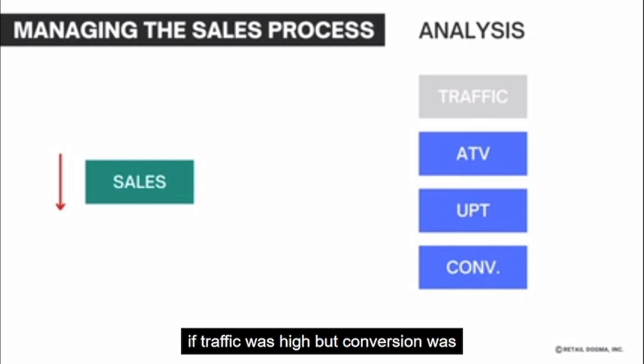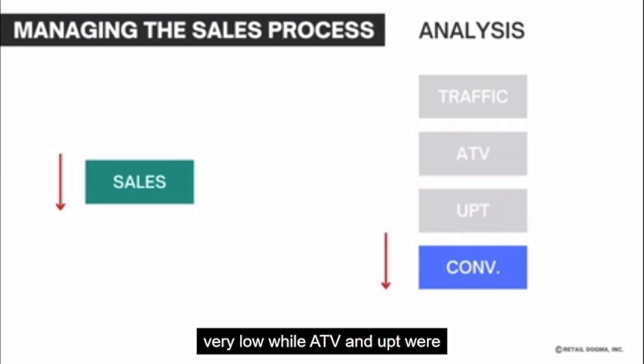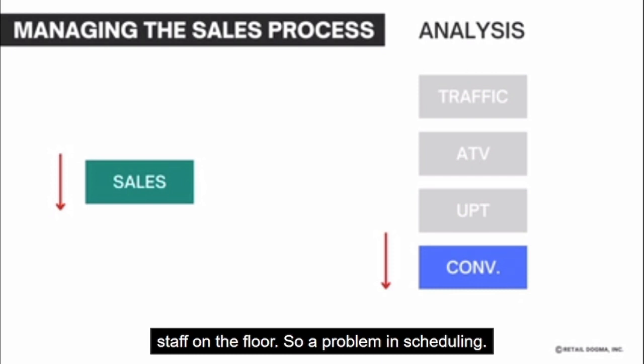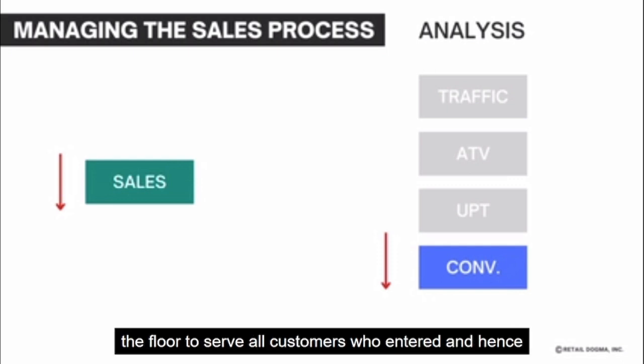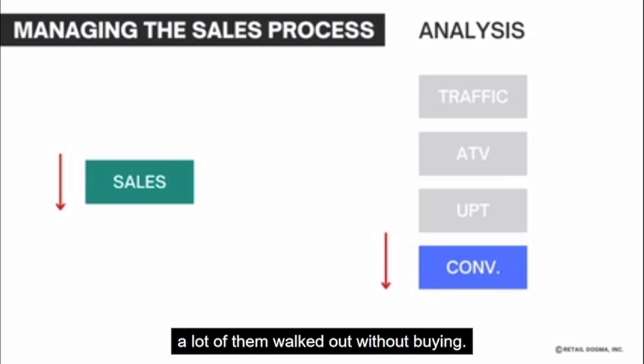For example, if traffic was high but conversion was very low while ATV and UPT were normal, then this could signify either a shortage of staff on the floor, so a problem in scheduling. In other words, there was not enough coverage on the floor to serve all customers who entered, and hence a lot of them walked out without buying. Or it could signify bad customer service or wrong selling behaviors on the floor.